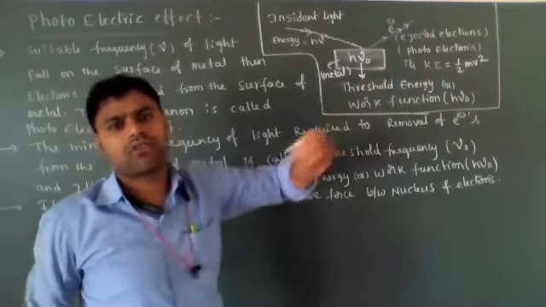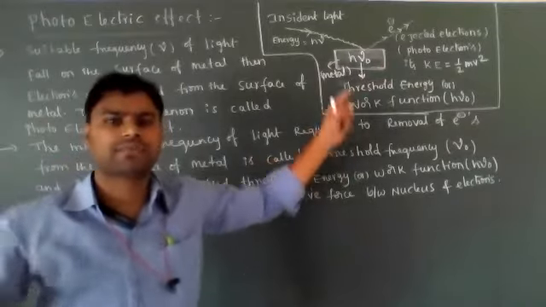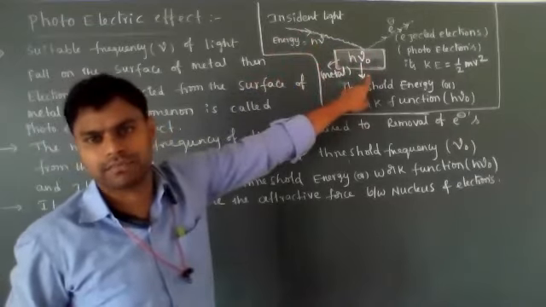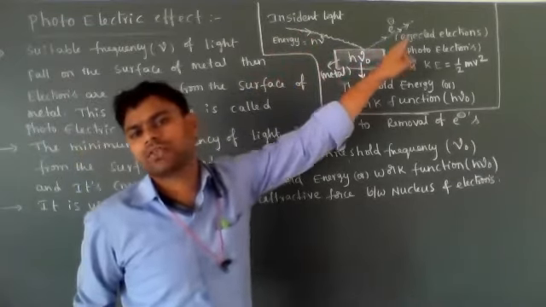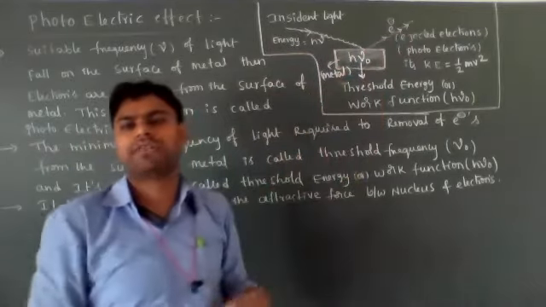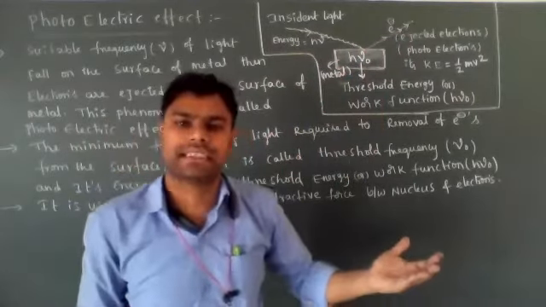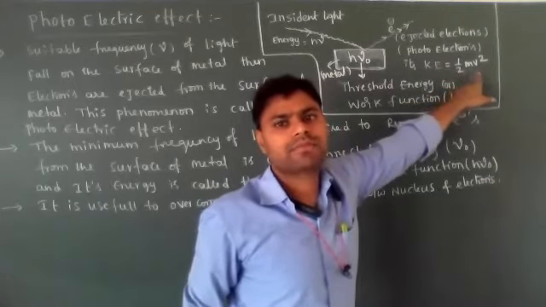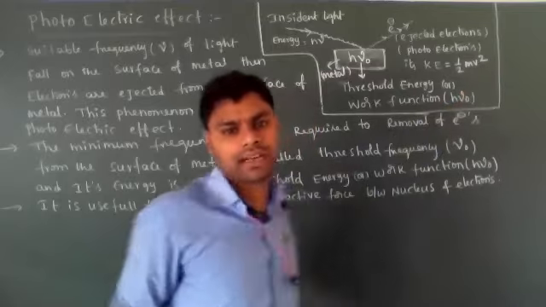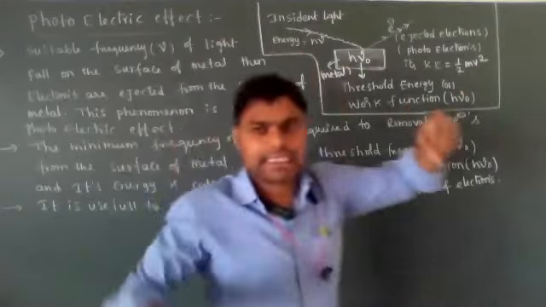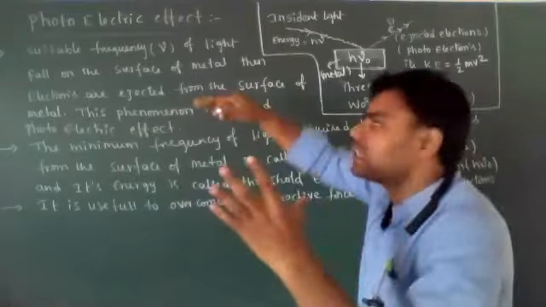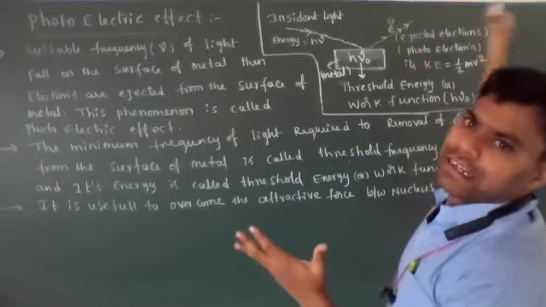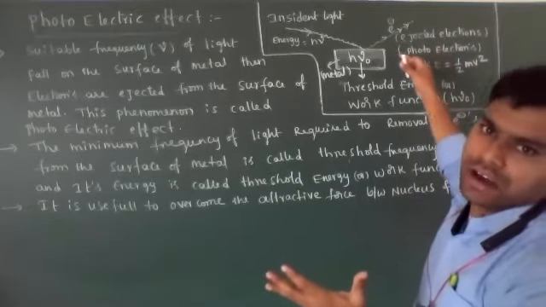So the electrons will come outside from the surface of the metal when the energy of incident light is more than the threshold energy. The electrons coming outside have kinetic energy, equal to half m v square, where m is the mass of the electron and v is the velocity of the electron. So a certain frequency or energy of incident light falls on the surface of the metal, and then the electrons are ejected from the surface of the metal.